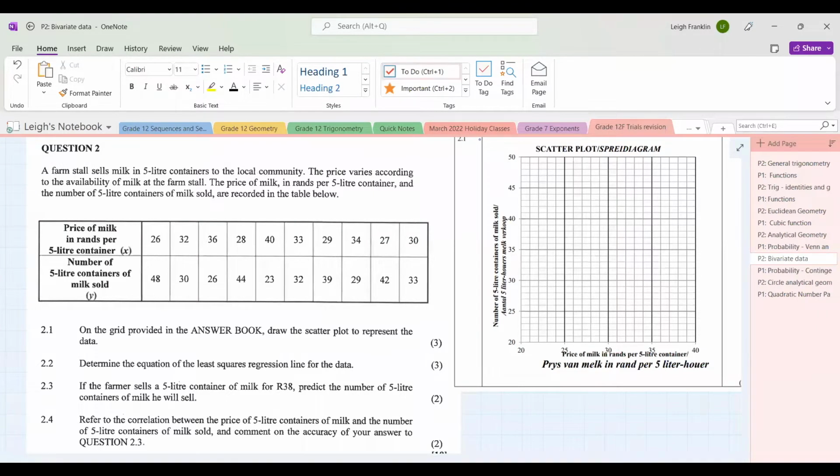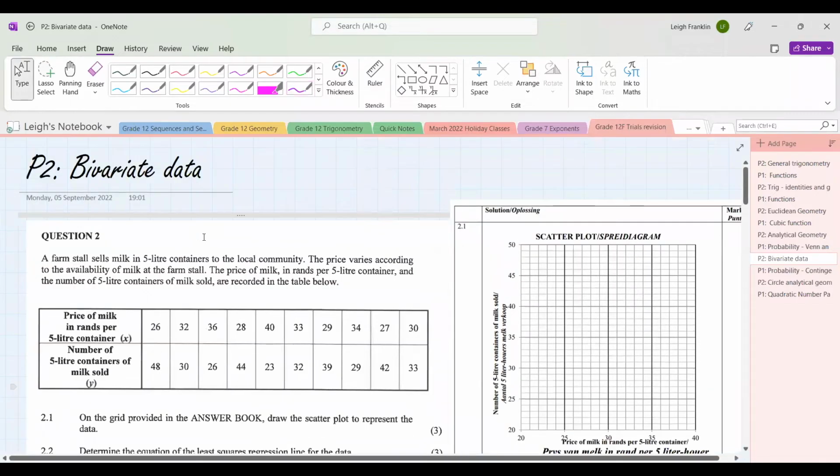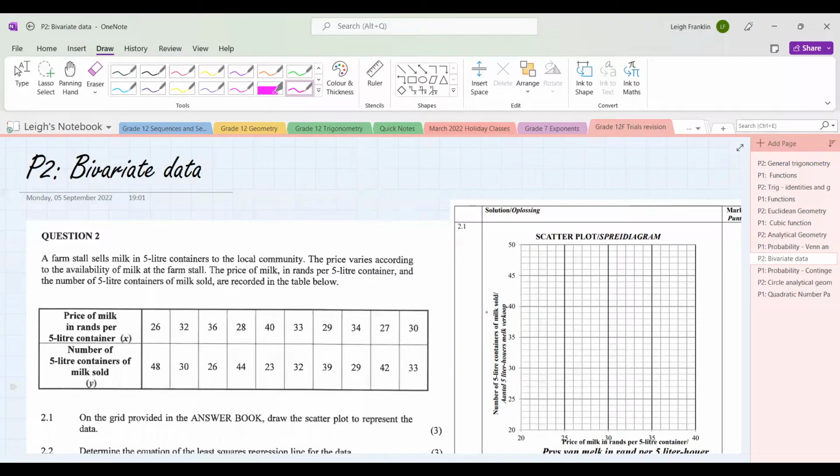And now what I want to do is plot my data. The reason that we call it bivariate, the word bivariate means 2 variables. So in other words, what we've got here is an X variable, which is the price of milk in rands per 5-litre, and a Y variable, which is the number of 5-litre milk containers that have been sold. So what I'm going to do is plot each of these like a pair of coordinates. X is like the X coordinate and Y is the Y coordinate.